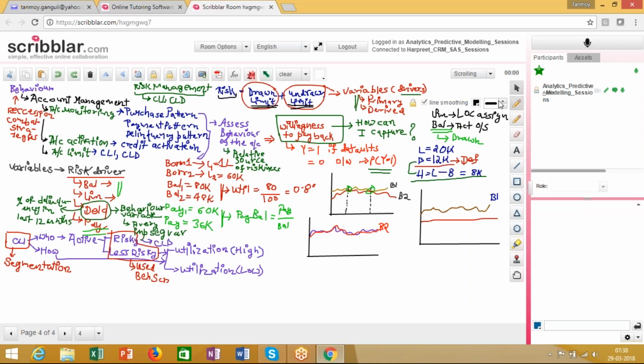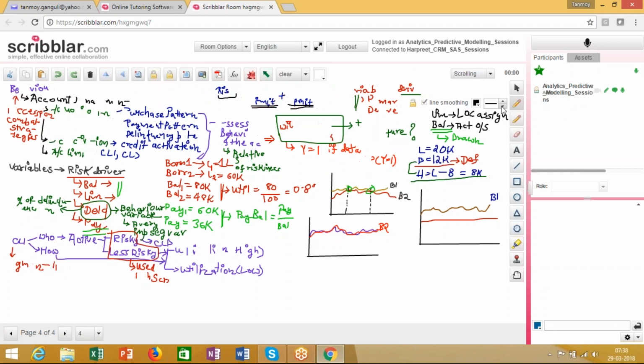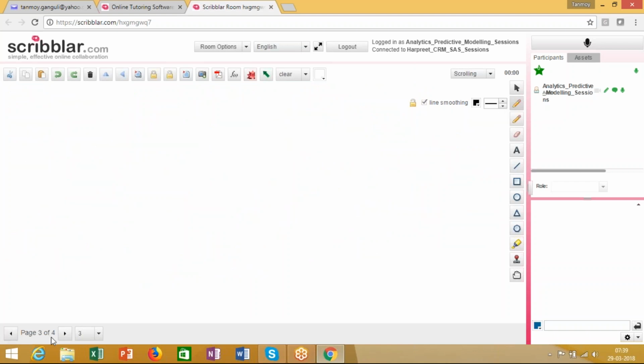Okay, so good morning and welcome back to another fresh session on credit risk modeling. And so we'll just take it up from the point where we had left it off yesterday, right? So basically, we'll start talking today about most.